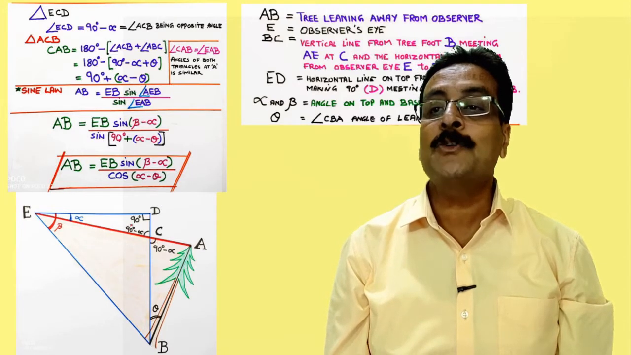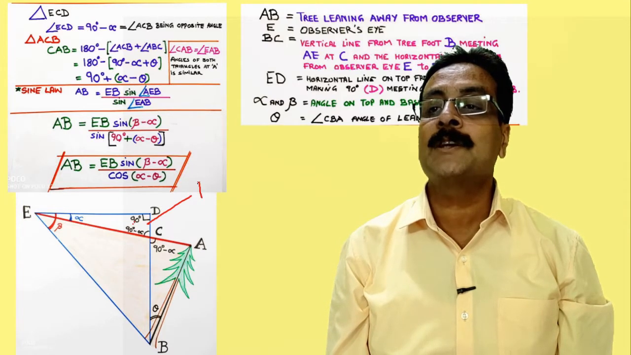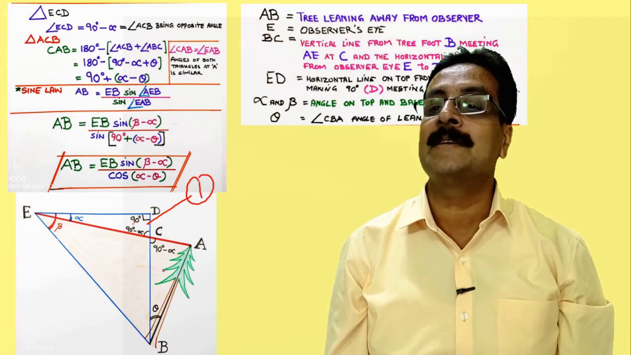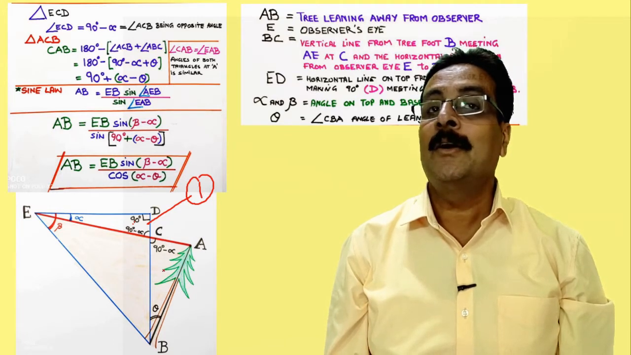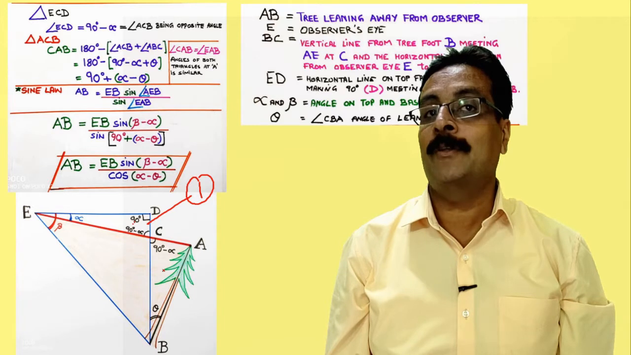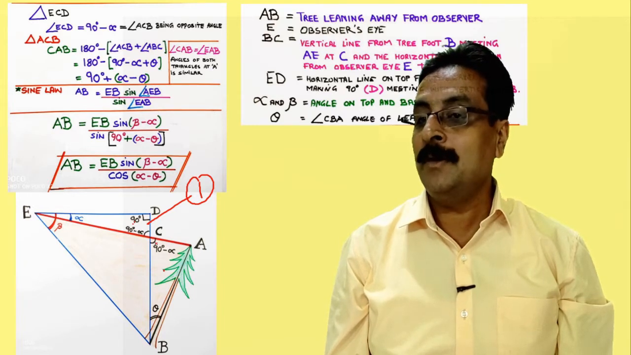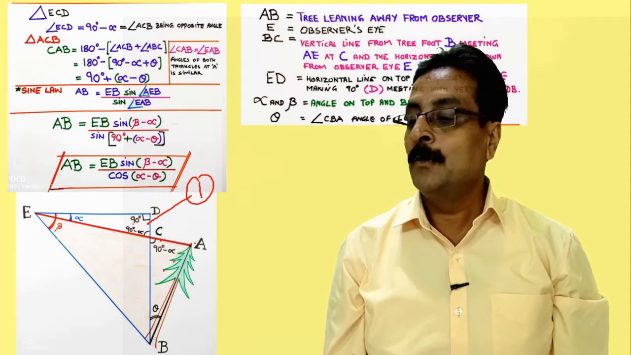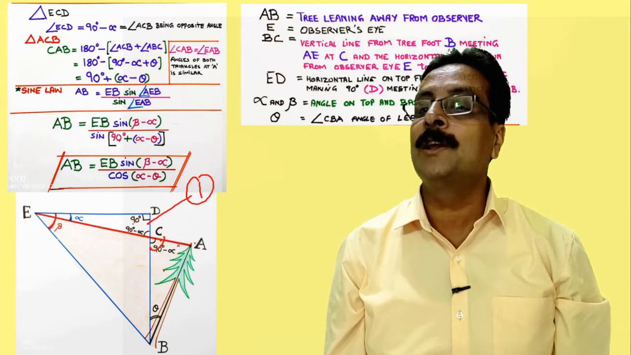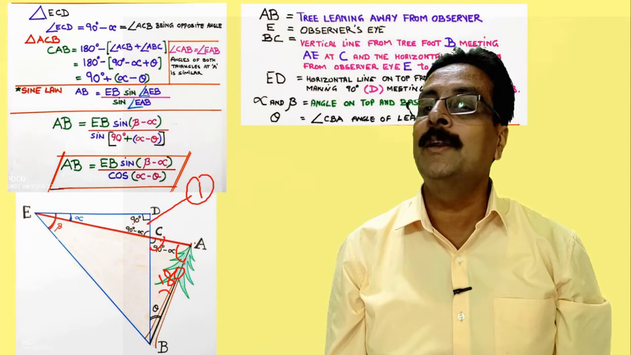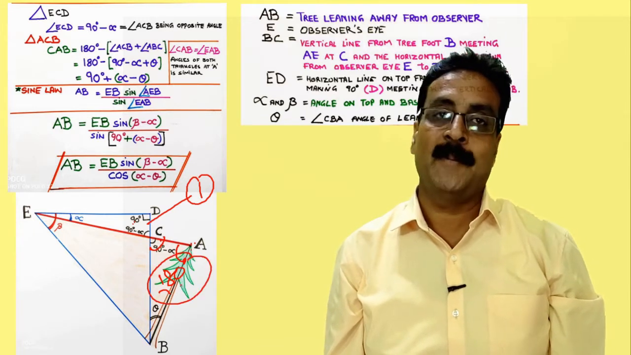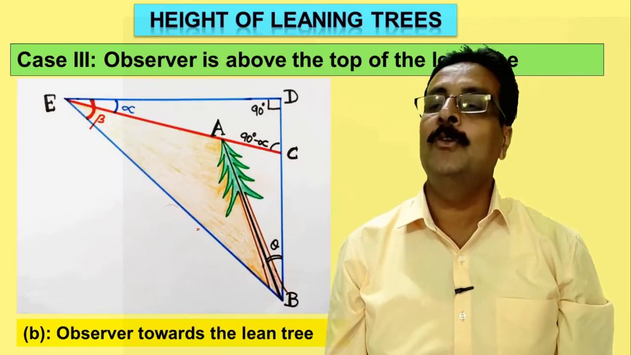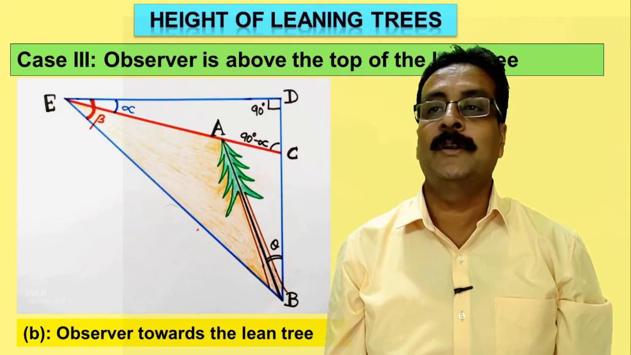In the first case we went through the opposite angle. The second case is property one. What is property one? In CAB, the sum of these three angles will be 180. So 180 gives us a clue how to find the third one, that is A. Now we'll go for the next, the height of a leaning tree.